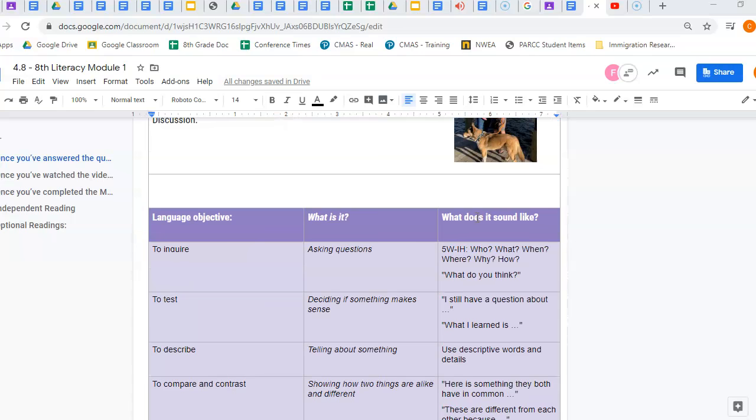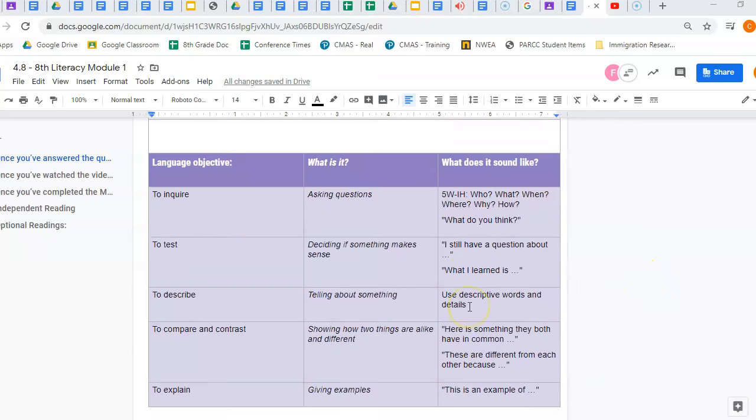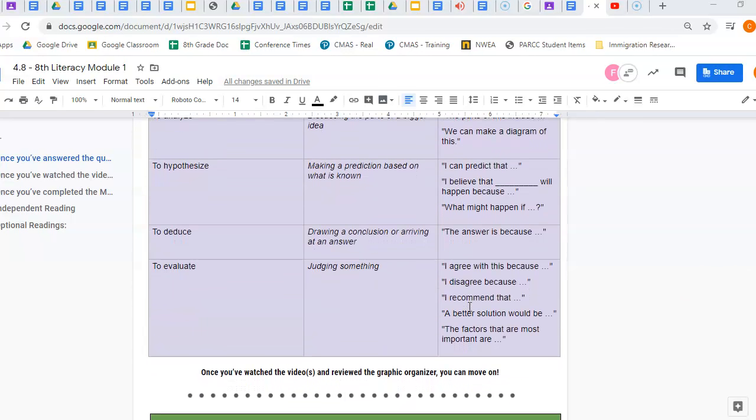So please look through this document and have a solid understanding of the language objectives, what that looks like, and then the sentence stems, what it sounds like on the right side, because in a minute here we are going to engage in a discussion with our peers, and I encourage you to leave this open and have access to it as we get into our discussion.